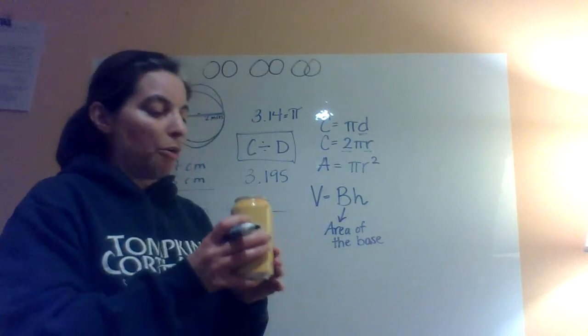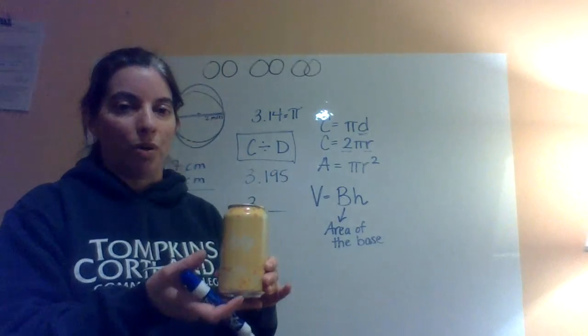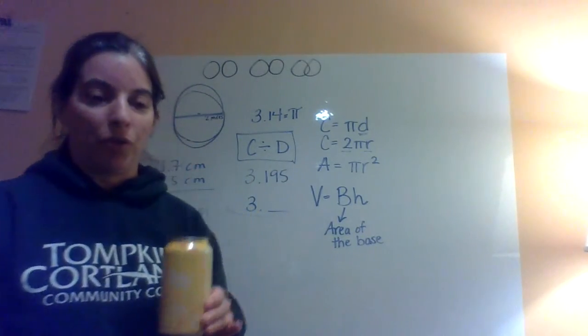But think for a minute about, for a cylinder, what shape the base is. So what would that area of the base formula be? We'll start with that in just a second.